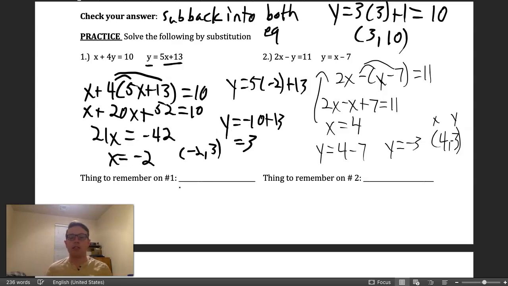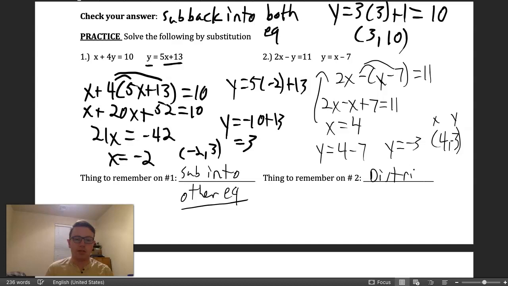So what are the things we need to remember? The first one, we want to sub into the other equation. When you substitute it back into your first equation, you'll just get a mess. So sub into other equation. And step 2, which we've been doing because we're throwing parentheses around, is distribute. So we got to make sure to distribute. Okay. That's how we do solving by substitution.